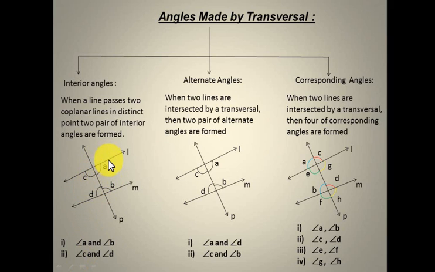There is a proof to prove whether these two lines are parallel or not. If the total of these interior angles is 180, then it is proved that these two lines are parallel. If the sum is not 180, that means they are not parallel. This will be the proof. So you should know what the interior angles are.